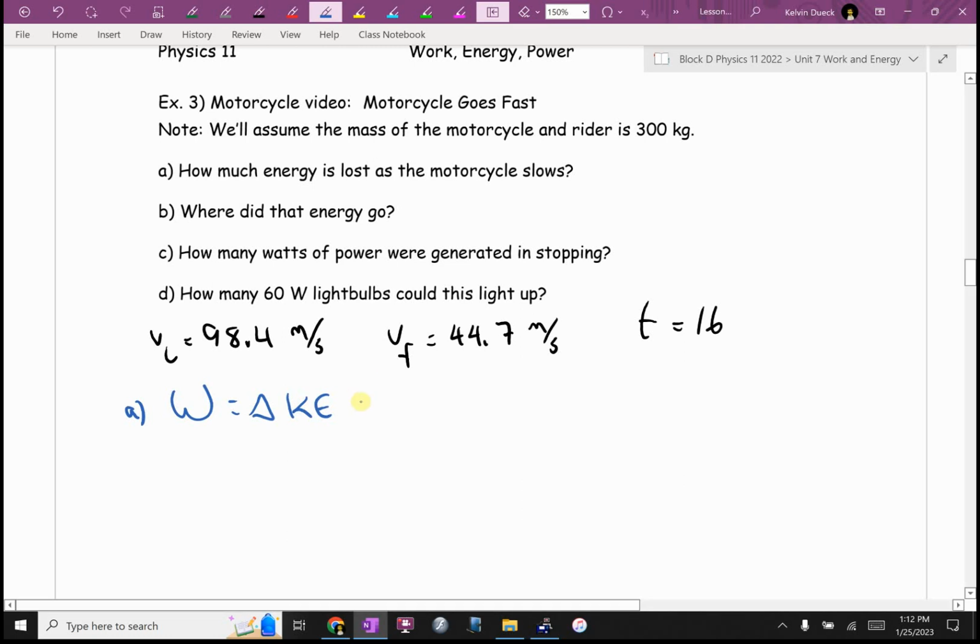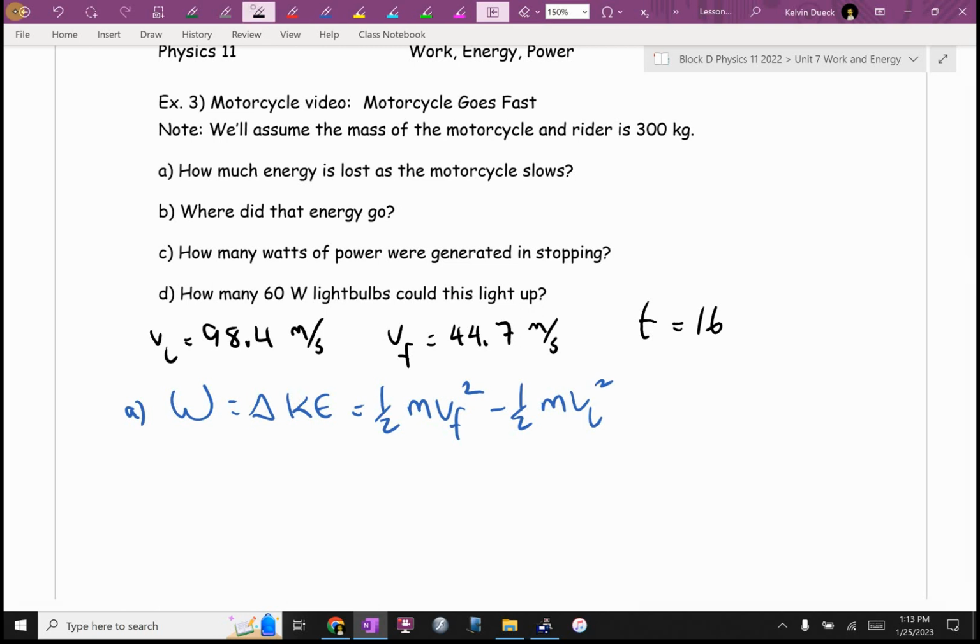So it's going to be a half m v final squared minus a half m v initial squared. I had to make some assumptions, so I said we'll assume the mass of the motorcycle and rider is 300 kilograms. I Googled a few high-speed street bikes, found their mass in kilograms, made a rough guess for an average adult, added it, and then rounded off to a nice round number. It wasn't exactly 300, but close enough. We're doing some rough figures.